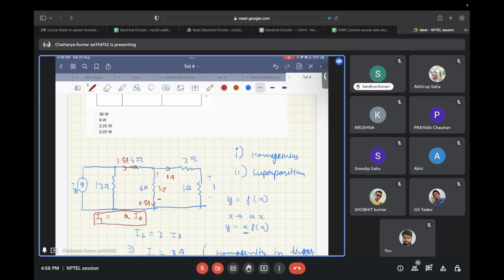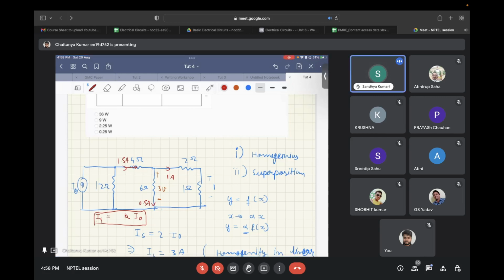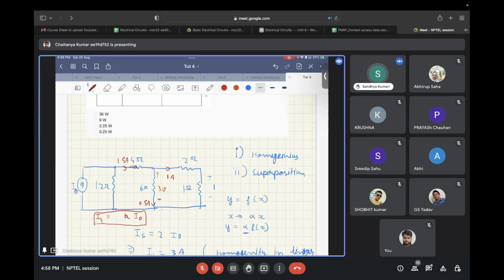Now for a linear system, you need to make sure that both homogeneity and superposition are valid, because there might be a case where the system is actually non-linear, but superposition is still valid. So you need to look out for that. Any doubt in this? Does it clear your doubts, Sandhya? Yeah. Okay, so let's move to the next question.